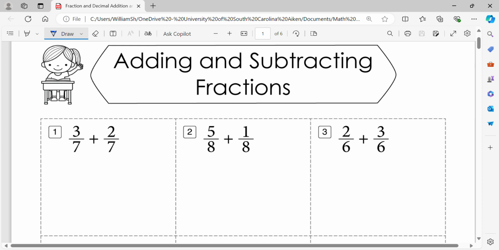Hello class, today we're going to look at adding and subtracting fractions and decimals. Now, while going forward in mathematics, you probably will have access to calculators that can do this function for you very simply. And that's actually something I'm going to review the very last week of this particular class.